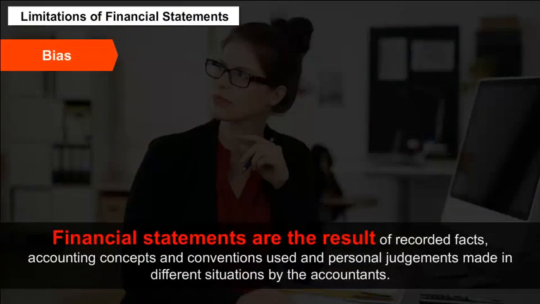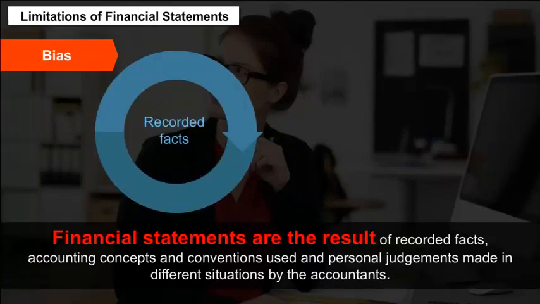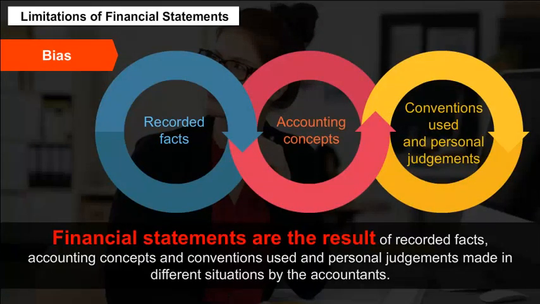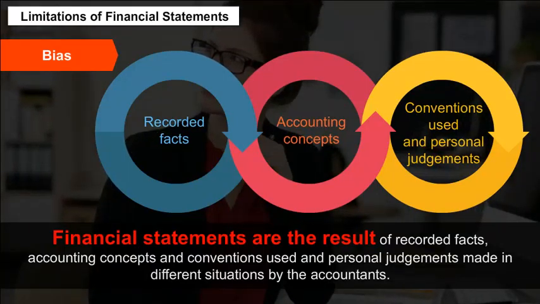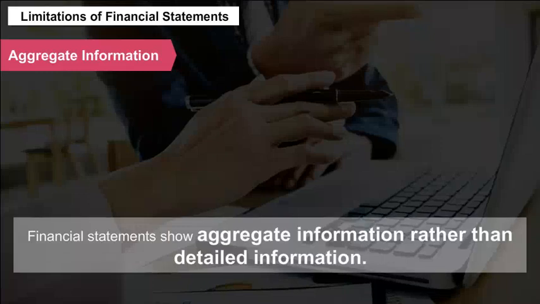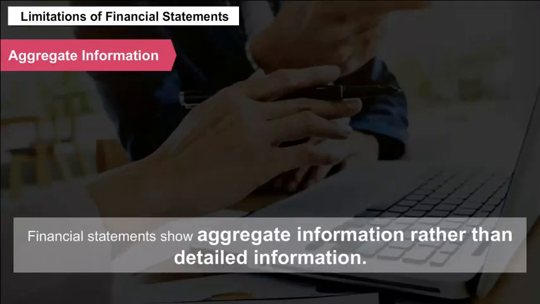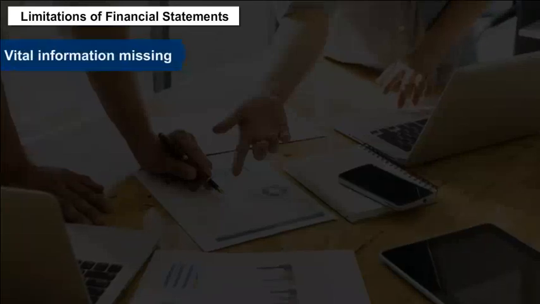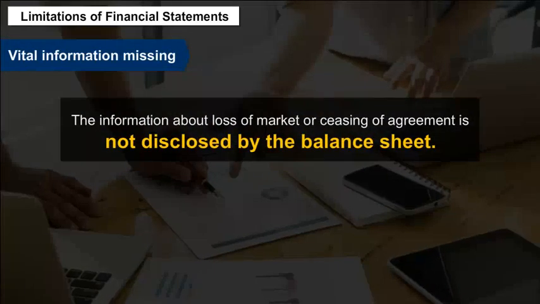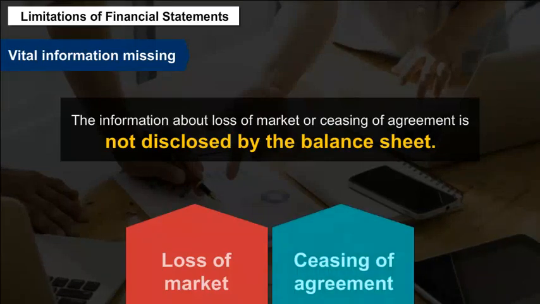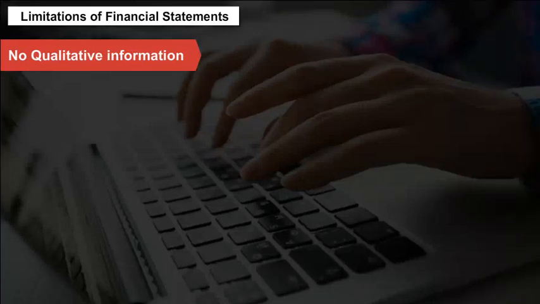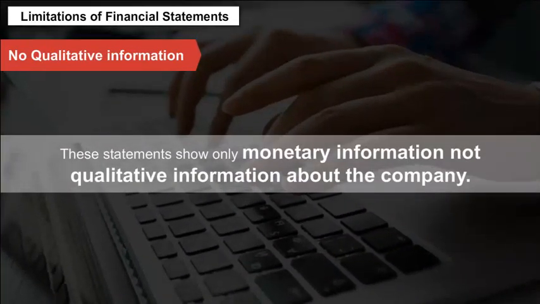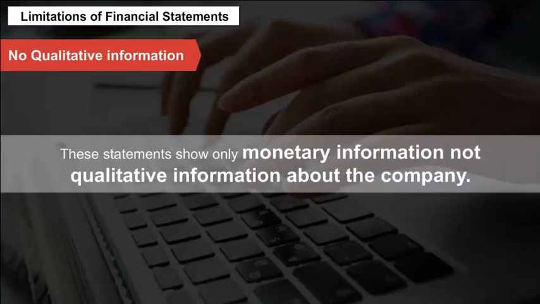Bias. Financial statements are the result of recorded facts, accounting concepts, and conventions used and personal judgments made in different situations by the accountants. Hence, accountants can be biased at times. Aggregate information. Financial statements show aggregate information rather than detailed information. Vital information missing. The information about loss of market or ceasing of agreement is not disclosed by the balance sheet. No qualitative information. These statements show only monetary information, not qualitative information about the company.